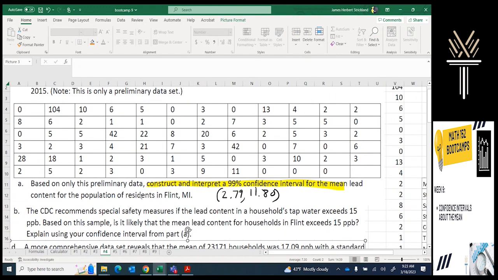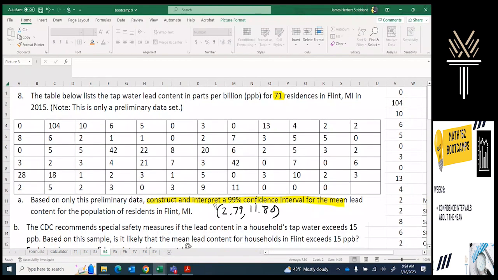And so based on this information, we're finding the confidence interval for mean lead content in the population of residents in Flint, Michigan. So it was a big controversy back in the late 90s, early 2000s that people in Flint, Michigan were drinking poisonous water. And so they wanted to know what was the average household's level of toxicity, how much lead was in their water. And so we're 99% sure that it's anywhere between 2.7 and 11.8, the average value.